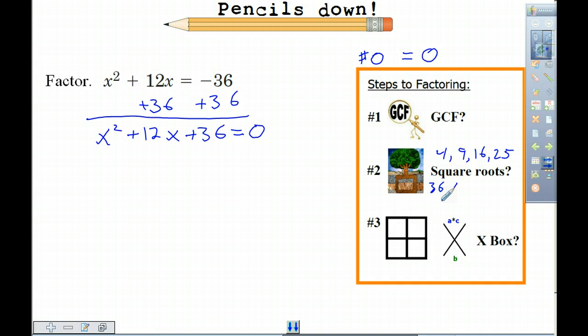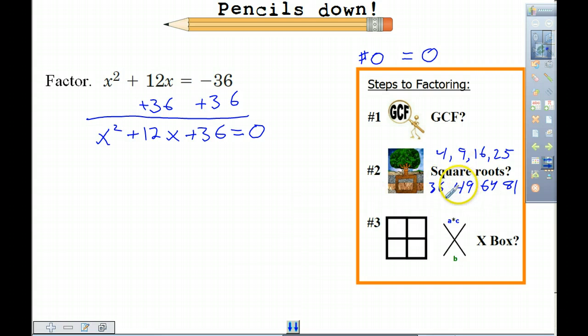36, 49, 64, 81. So if you have a problem that has all these numbers, then you can start taking square roots of both sides and things like that. We do have a 36 here, but then we also have a 12. Can't really do these square roots.